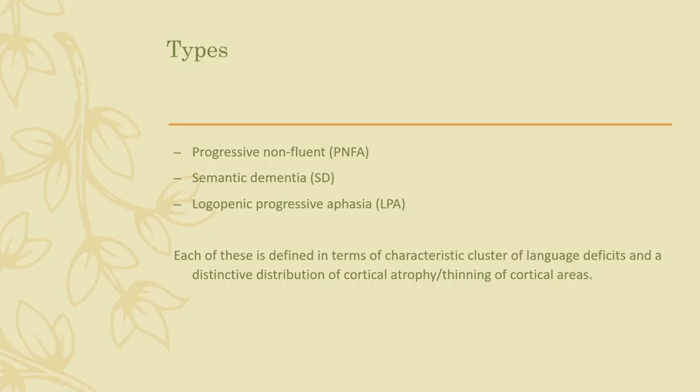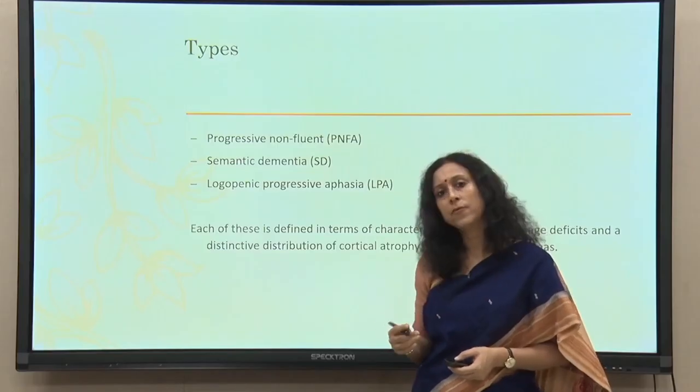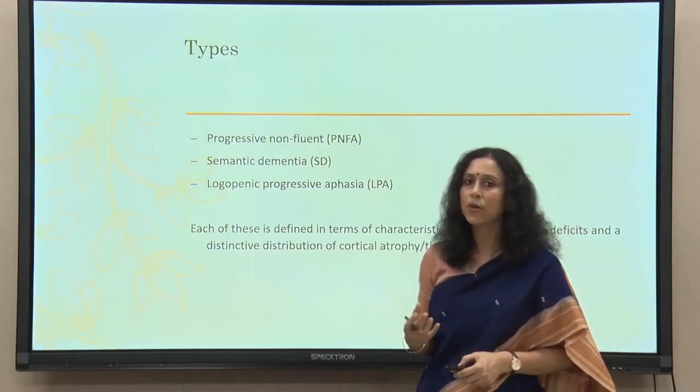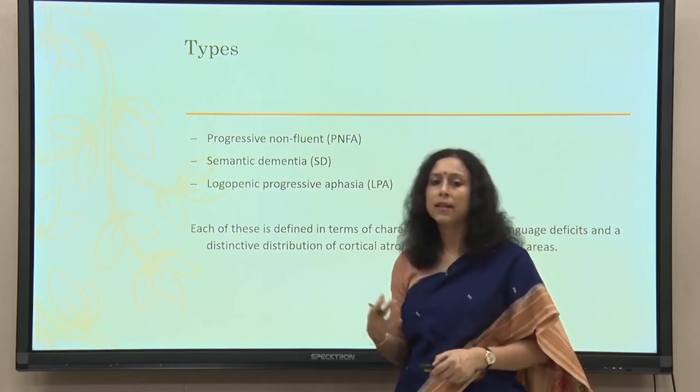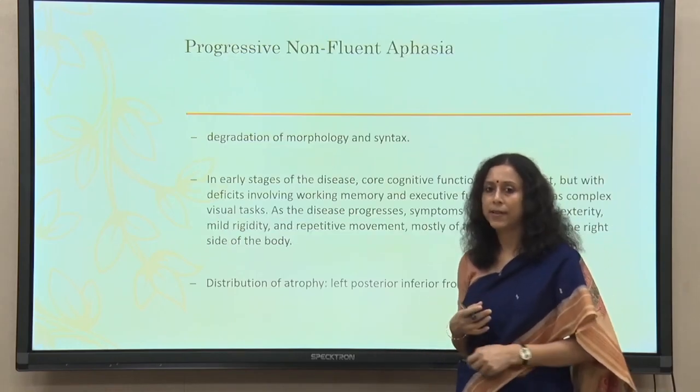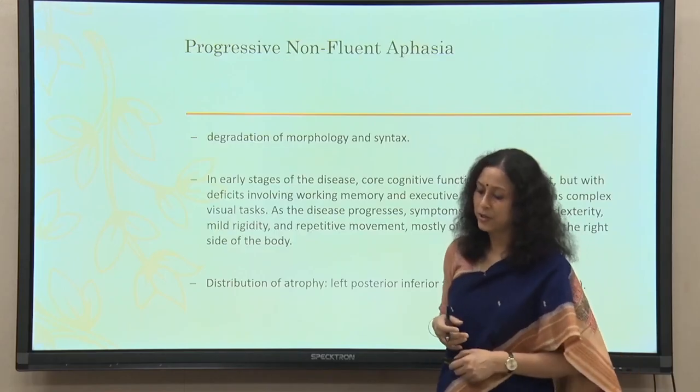Each of these is defined in terms of a characteristic cluster of linguistic deficits and a distinctive distribution of cortical atrophy. Atrophy refers to the thinning of cortical areas. Basically, brain cells die off and degenerate, and as a result those cortical areas become thinner and the functions associated with that particular cortical domain get affected, which also includes language.